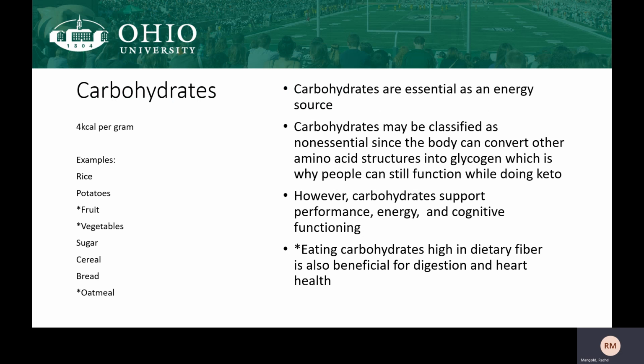All right, so breaking these down just a little bit further, we're going to start off with carbohydrates. So some examples of these are going to be rice, potatoes, fruit, vegetables, sugar, cereal, bread, oatmeal. Carbohydrates are essential as an energy source. However, they can be classified as non-essential because the body actually has the capability of converting amino acid structures into glycogen, which is what carbohydrates are broken down into, which is why people can still function while doing keto. And keto essentially is a high fat, moderate to high protein, and low to zero, really, carbohydrates. So that's why people can still thrive and function without carbohydrates.